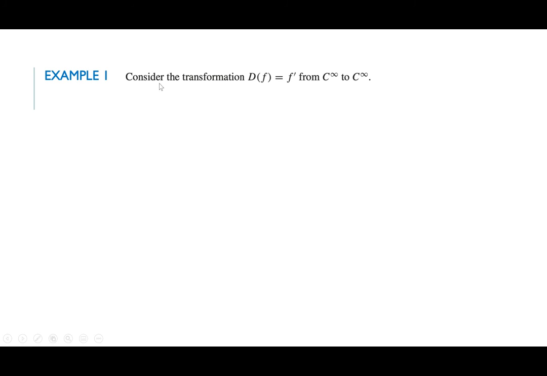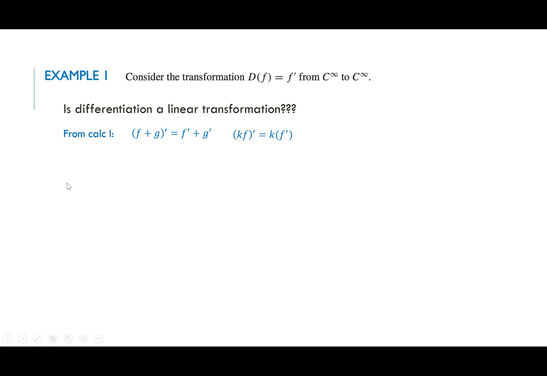Okay, so your book's first example says, consider the transformation D of F, which takes F and spits out F prime. And they're just considering this transformation on the set of infinitely differentiable functions. Okay, so really what the book is asking here is, is differentiation a linear transformation? And yeah, it is. I mean, this is pretty straightforward from Calc 1 stuff. Using the objectively better definition of a linear transformation, the derivative of the sum is the sum of the derivatives, and you can pull a constant out just like we wanted. So, okay, that's not too bad.